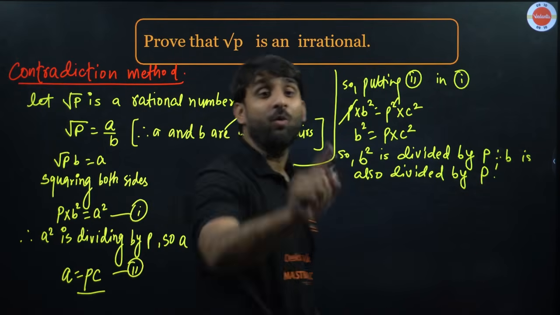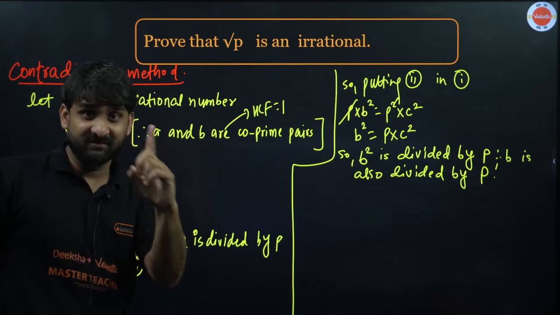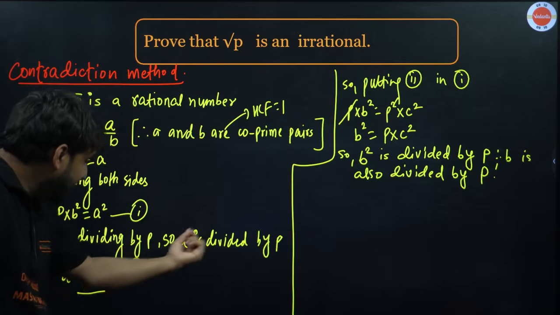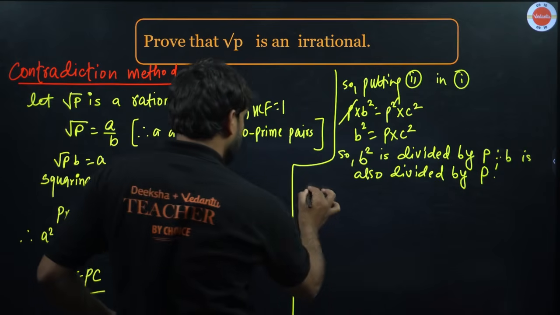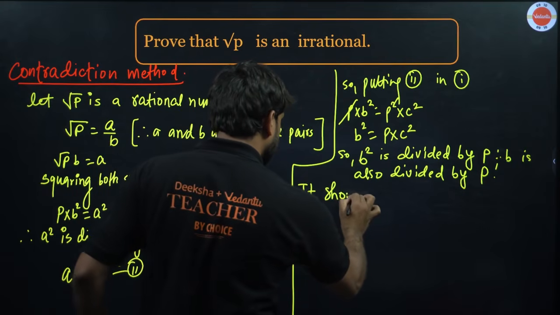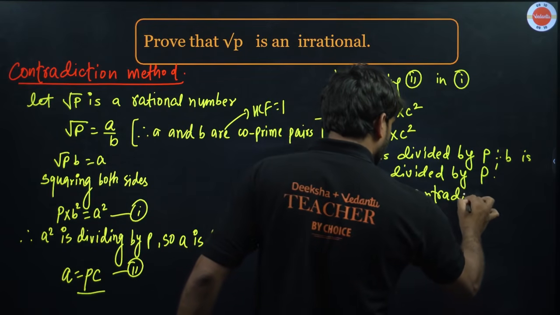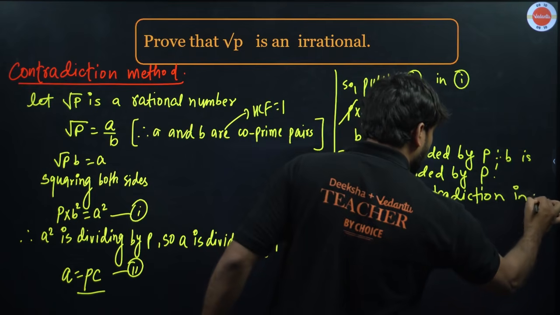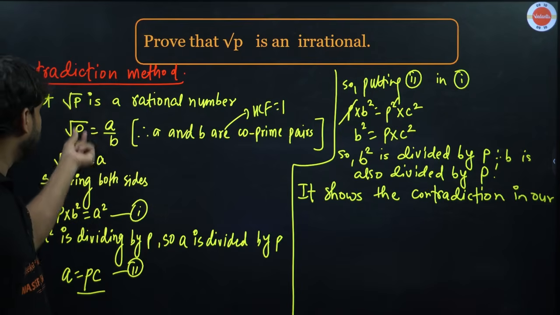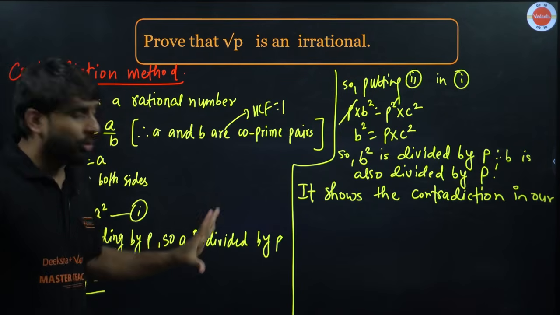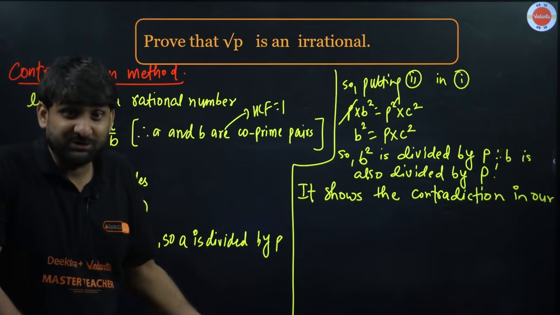This is a contradiction. Why? Because a and b are co-prime, and co-prime means the common factor is 1. But what we got here? a is divided by p and b is divided by p. One more factor. This is the contradiction. It shows the contradiction in our assumption. We assumed a and b are co-prime because root p is a rational number.